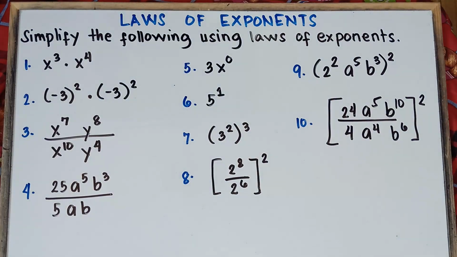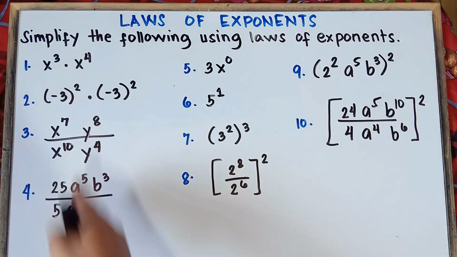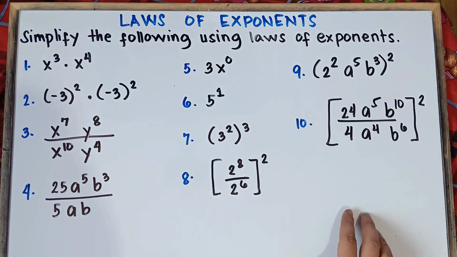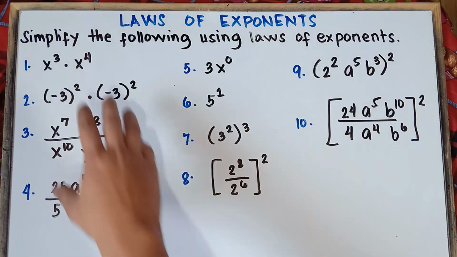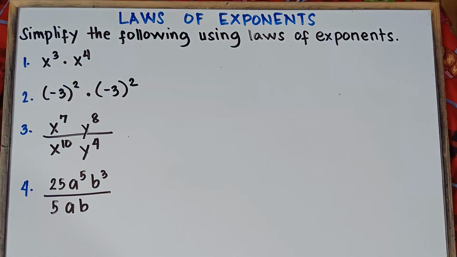Alright, let's start answering numbers 1 to 10. Let's start with numbers 1 to 4. Let me just erase this one so that we have enough space. Let's answer first numbers 1 to 4. Question number 1, we have x cubed multiplied by x raised to the power of 4.